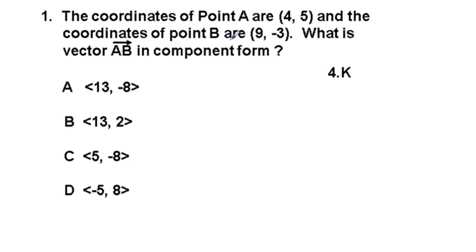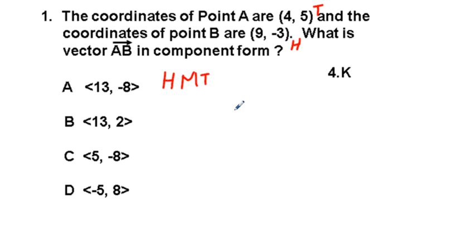Number 1, the coordinates of point A are 4, 5, and the coordinates of point B are 9, -3. What is vector AB in component form? What you use for this is something we call the head minus tail, abbreviate that HMT. And what you do is you look for where the vector finishes. You see this little arrow over this B? That means our head, where we finish, is going to be this point 9, -3, and the tail where we start is going to be 4, 5.